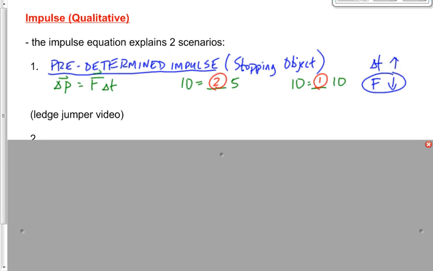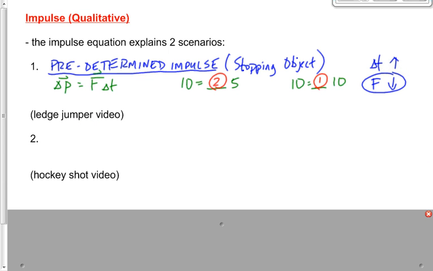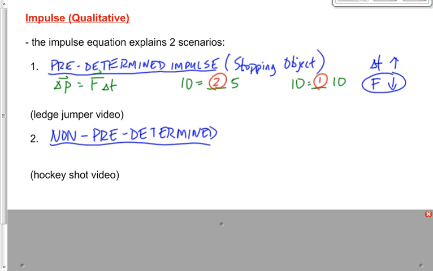The other situation is when we have what I call, and I'm not even sure this is a word, don't think you can legally do this, a non-predetermined impulse. Can you have two hyphens in the same word? Okay, well, there you go. Physics we can too then. This is when the impulse of the object is not predetermined.